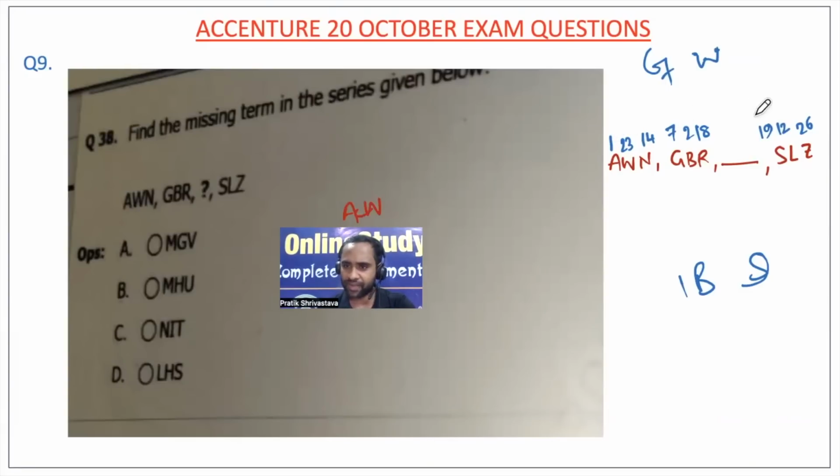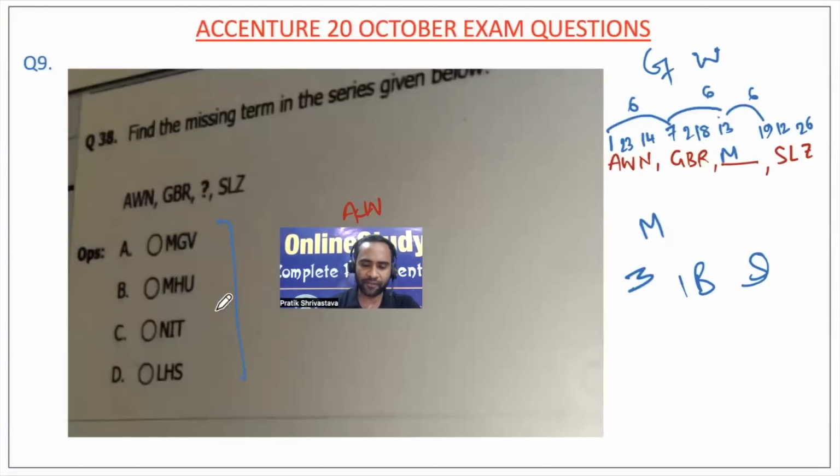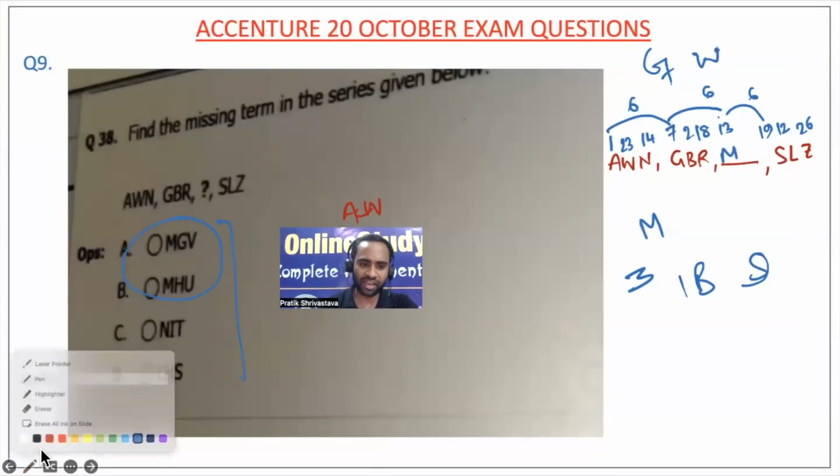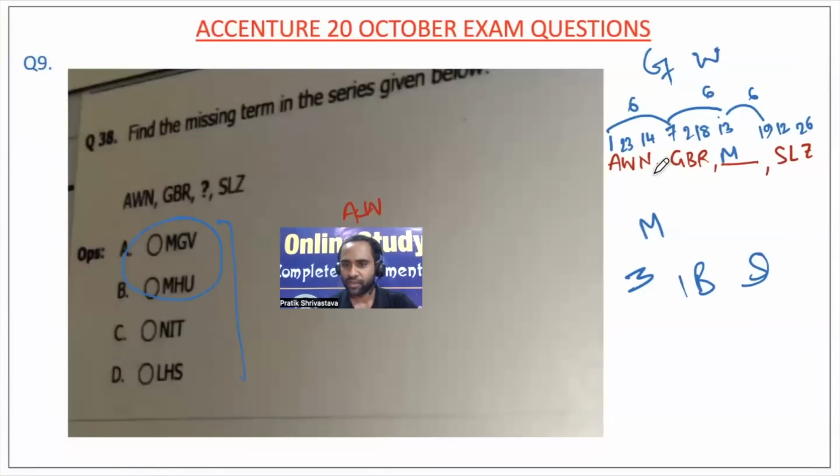So 1, 7, 19. If you see the gap here, 1 plus 6 is 7, 7 plus 6 will be 13, and 13 plus 6 will be 19. So 13 is which letter? 13 is M, because M can be written like this. So here it will be M. Now we have two options starting with M. No problem. Now we will see the last letter here. So how they have coded.